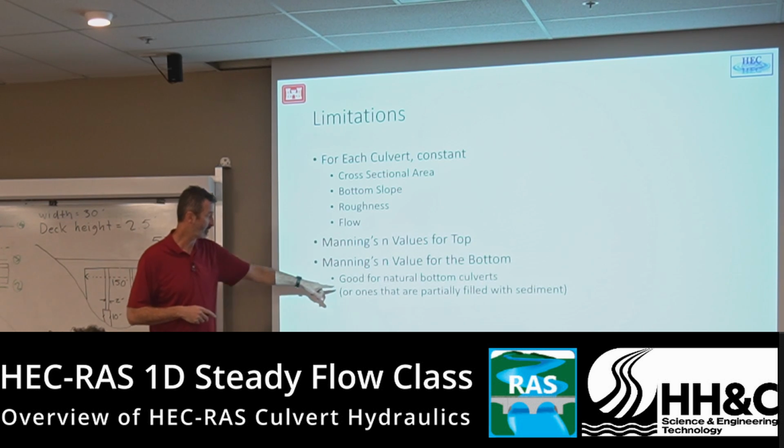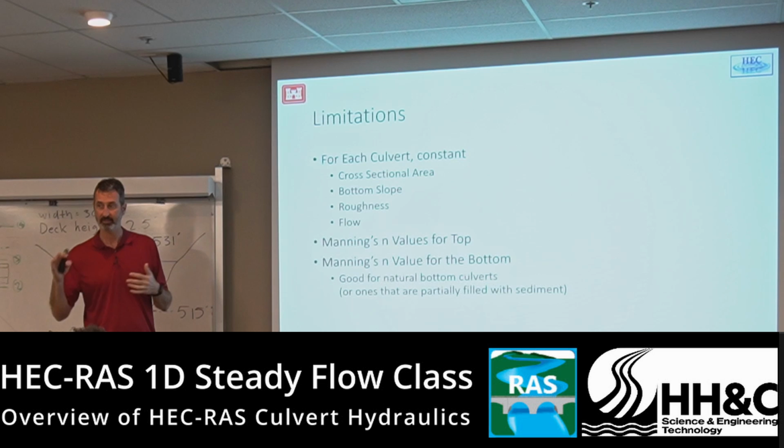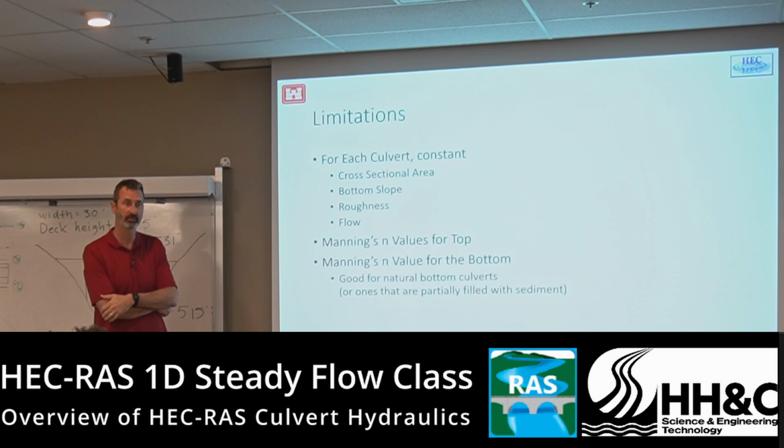Again, you can have the same n value for the top and bottom. And that's also good for natural bottom culverts, where you could have a concrete top and then a 0.025 or 0.03 for the natural bottom.